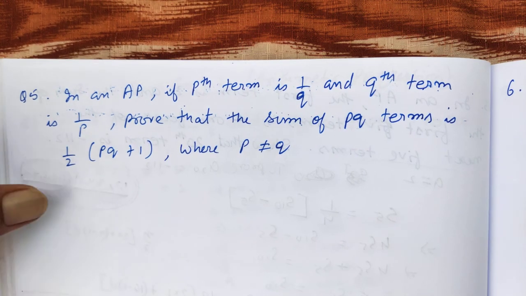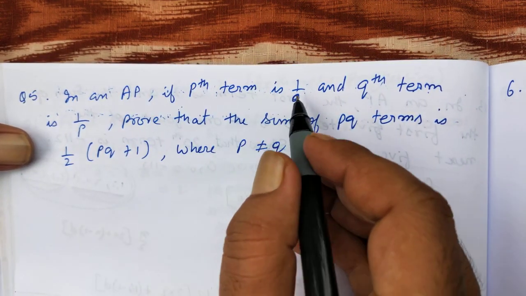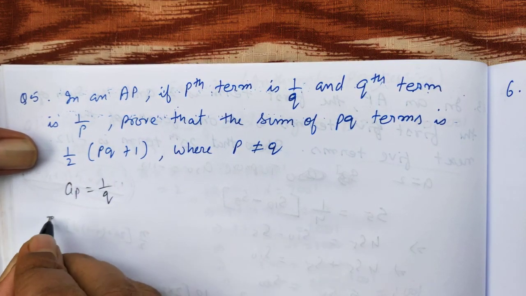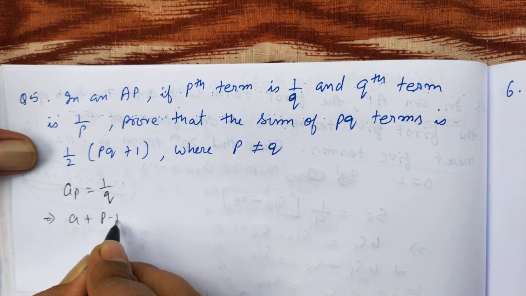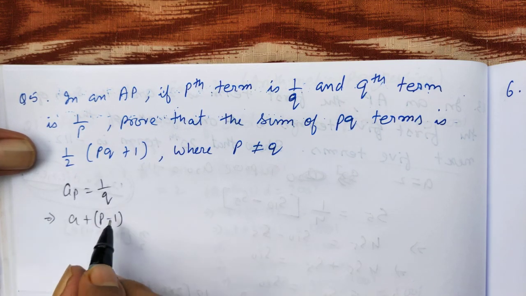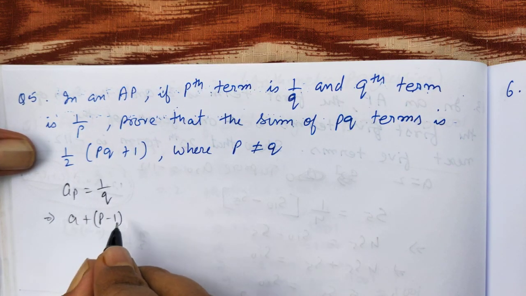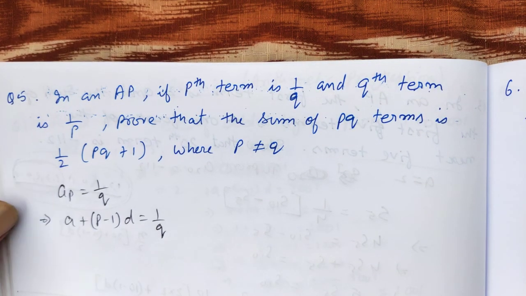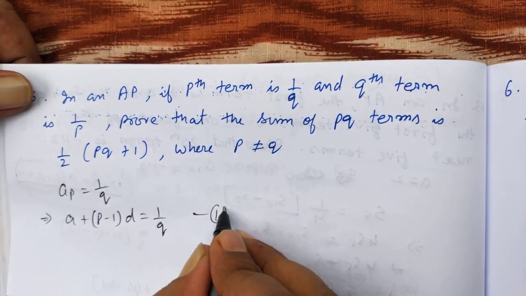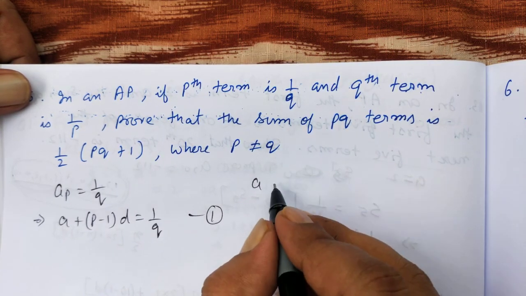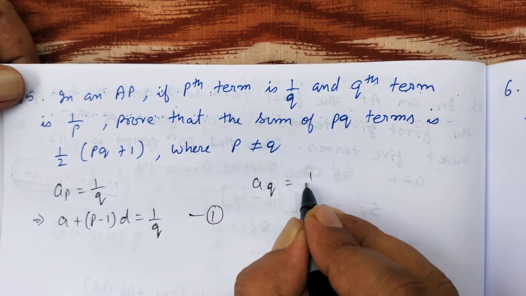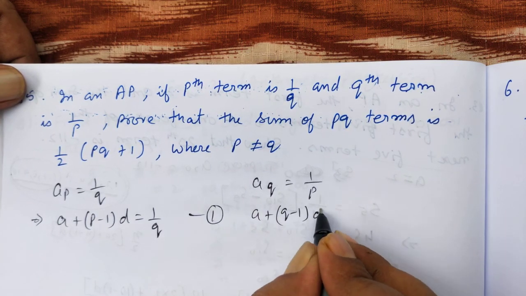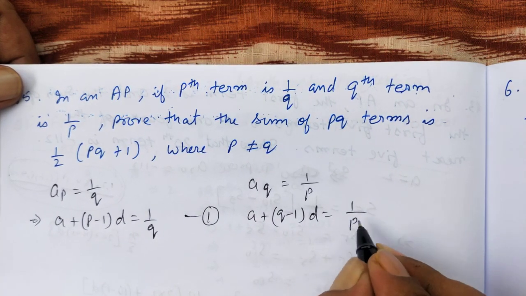In an AP, the pth term is given as 1 by q. So we can write a plus p minus 1 d, if it was n then we write n minus 1. So a plus p minus 1 d is equal to 1 by q. Mark this as equation 1. The qth term is 1 by p. That means a plus q minus 1 d is 1 by p. Equation 2.